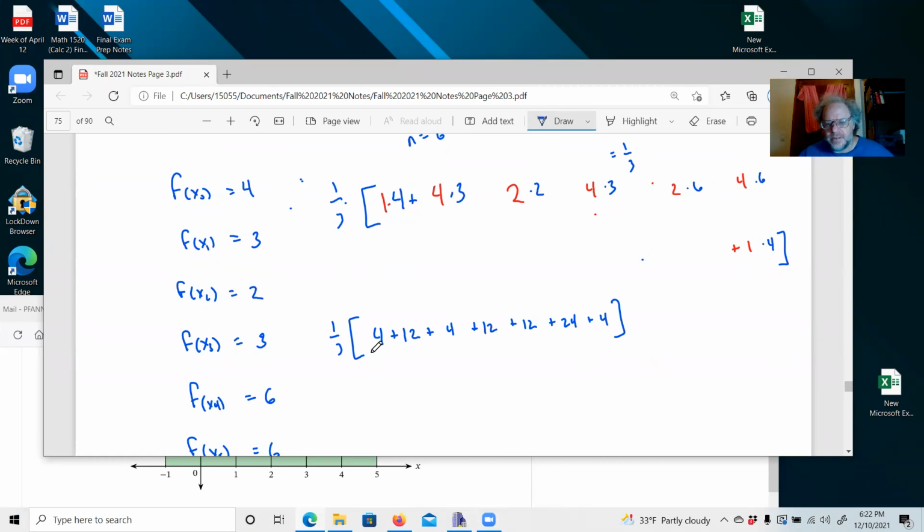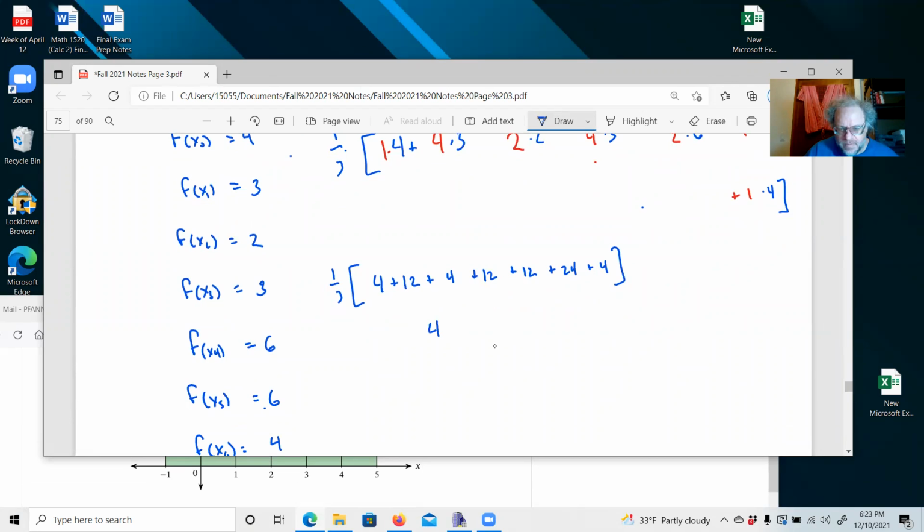Okay, so let's see, we have 1, 2, 3, 4, so that's a 12. It's 1, 2, 3, 4, that's 48. Okay, so that takes care of all of my 4s, all of my 12s, and we need plus 24 here. Okay, so that's going to be, it looks like 72, right? And then we're going to multiply by 1/3. Okay, 1/3 of 72, that is going to be a total of 24.